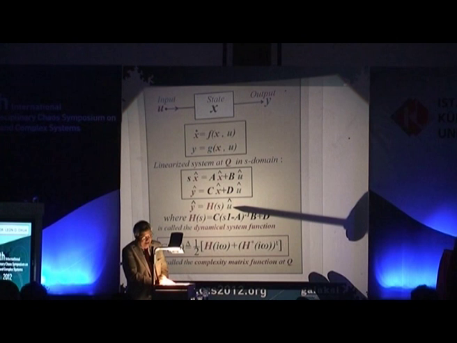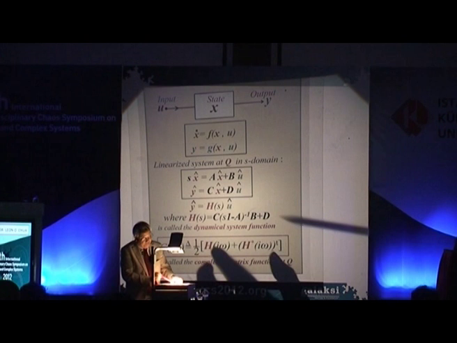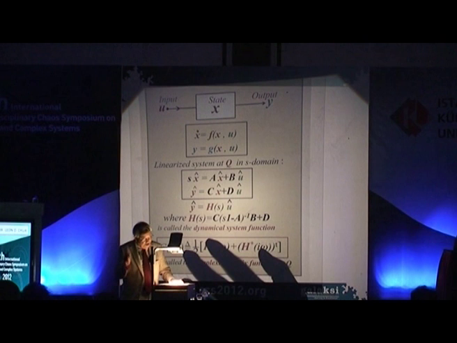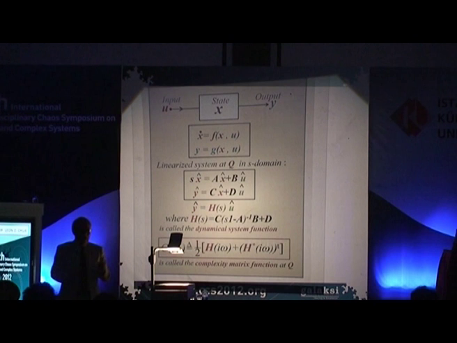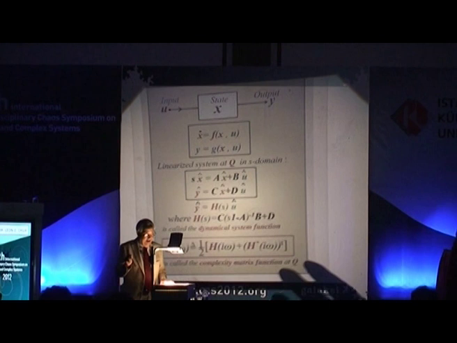And this function, H of s, is sometimes called a system function or transfer function in engineering. But it's not important today. What is important today is that you have related the output to the input via a complex function about an equilibrium point. And now, the real secret of edge of chaos and local activity is the following.